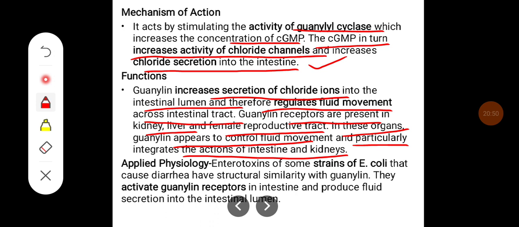So enterotoxin of some of the strains of E. coli that cause diarrhea have a structural similarity with guanylin. So they activate the guanylin receptors in the intestine and produce fluid secretion into the intestinal lumen.